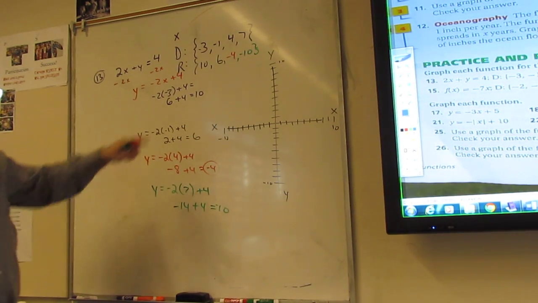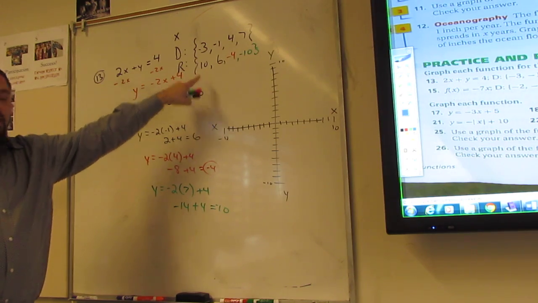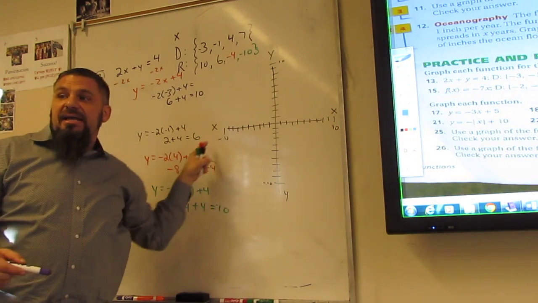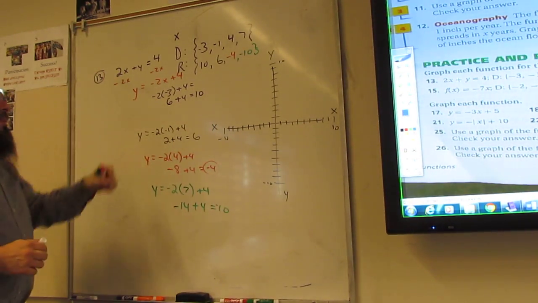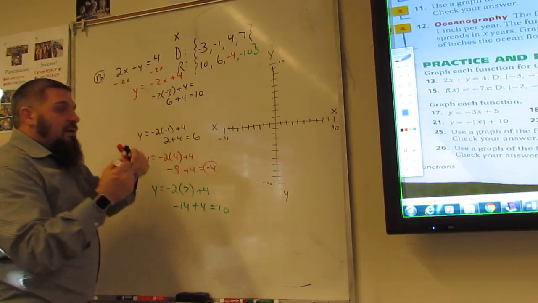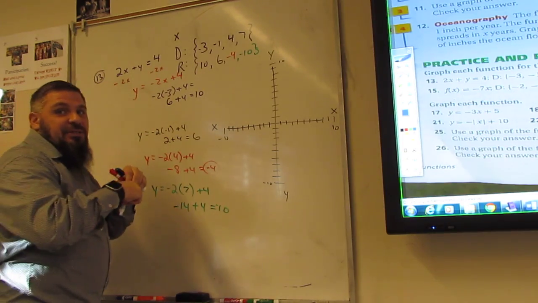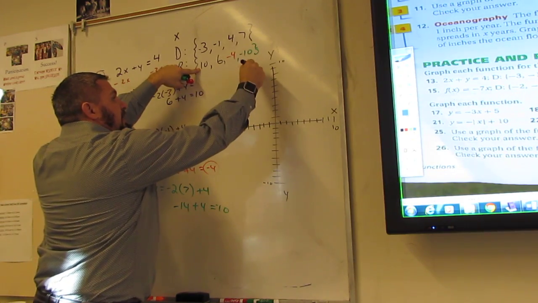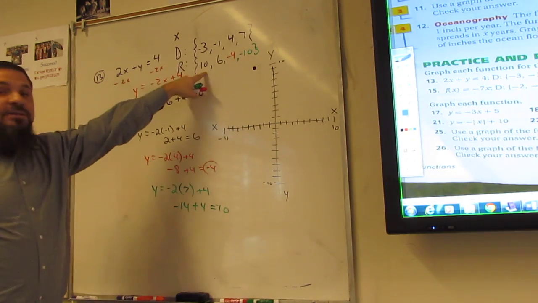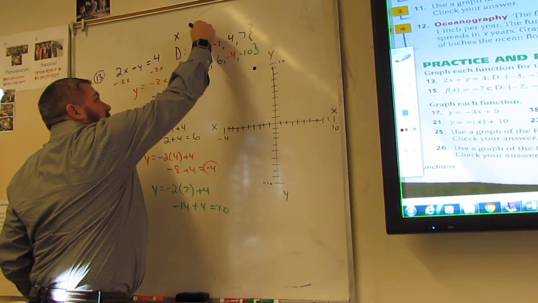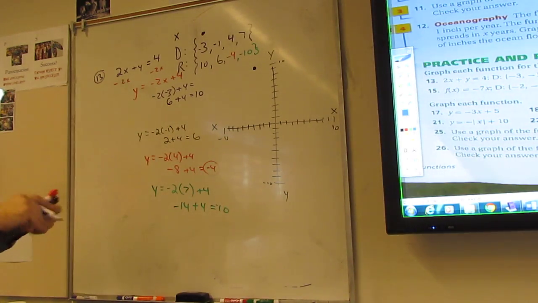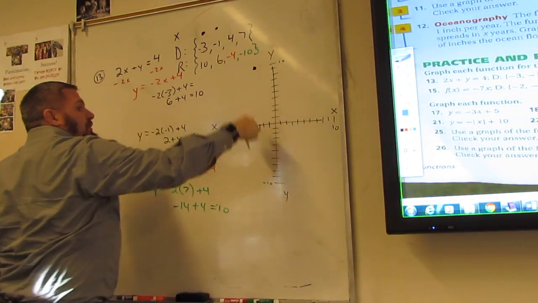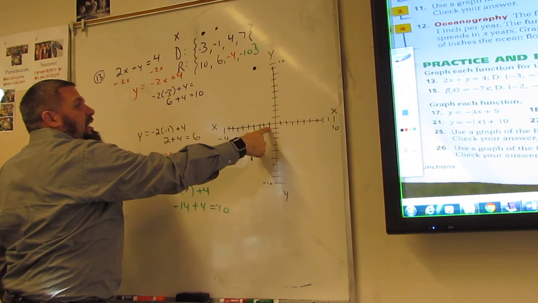So the purple one's the first one. The y is on the bottom, and the x is on the sides. So I'm going to go negative 3 in the x direction, 1, 2, 3, and then I'm going to go 10 in the y direction. And that's going to be my purple point. Now my black point, I'm going to go negative 1 and then up 6.